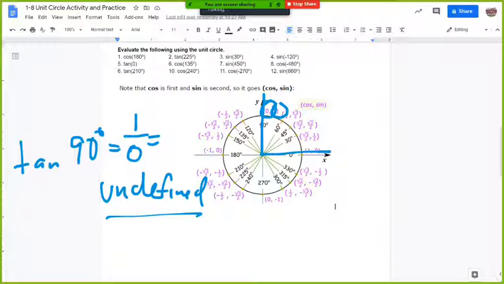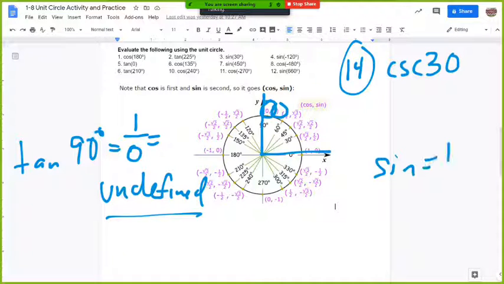And that's how we use the unit circle to evaluate different trig functions. Okay? And let's do one more bonus one since we're here. Let's do 14, the cosecant of 30. Well, what you would do here is find the sine of 30 using the unit circle, which is 1/2. So the cosecant of 30 would be the reciprocal, and you get 2.